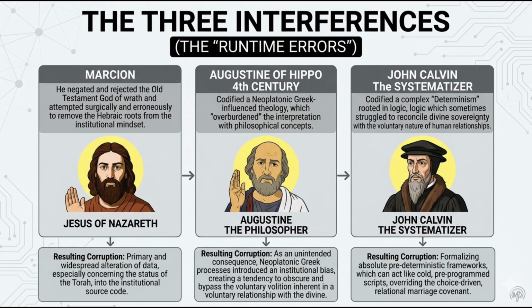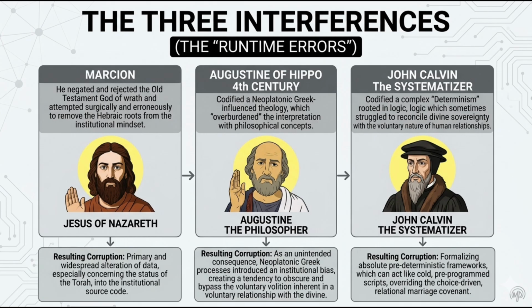He rejected the Old Testament God, claiming that the God of the Old Testament was a harsh physical God of wrath and law, while the God of the New Testament, the Father of Jesus, was a completely different, purely spiritual God of love and grace. So he just splits them into two different entities. He literally tried to amputate the roots of the faith from the tree. He threw out the entire Old Testament and only accepted heavily edited versions of Luke and Paul's letters.